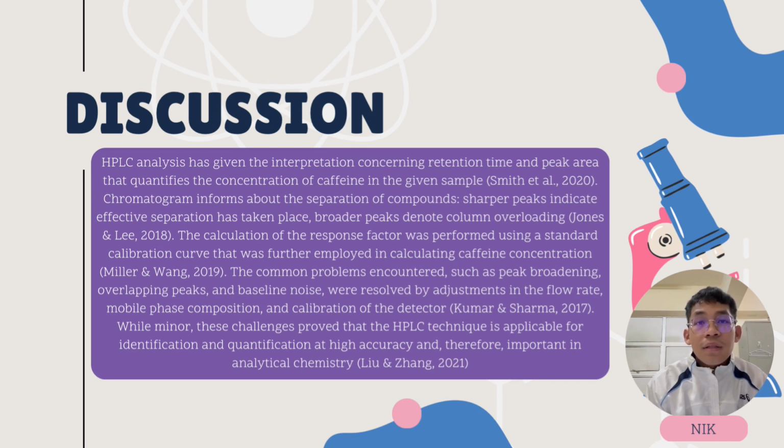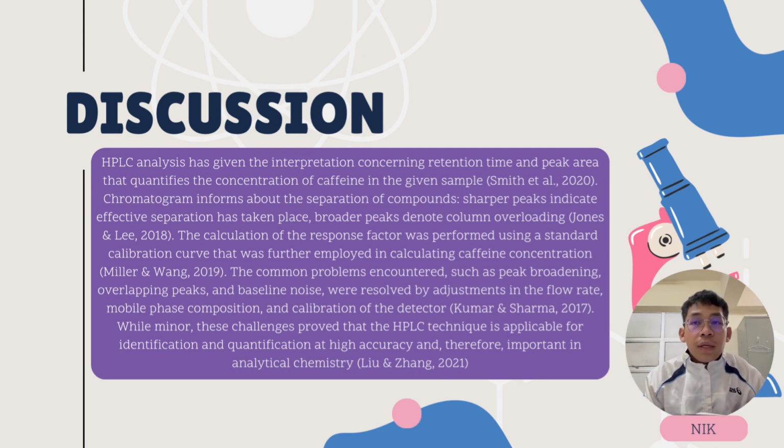While minor, this challenge proved that the HPLC technique is applicable for identification and quantification at high accuracy and therefore important in analytical chemistry. By that, we know that the HPLC analysis accurately quantified caffeine concentration by interpreting chromatographic peaks, applying the response factor, and addressing minor issues like peak broadening and baseline noise, demonstrating its reliability in analytical chemistry.